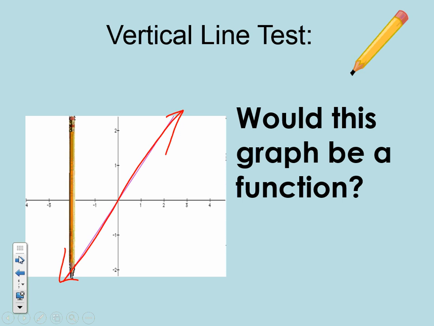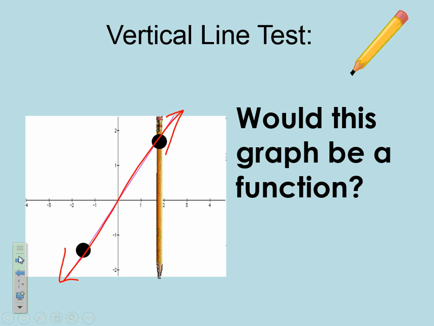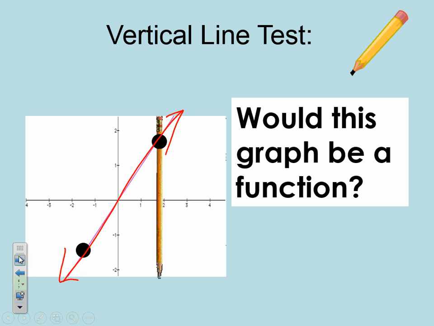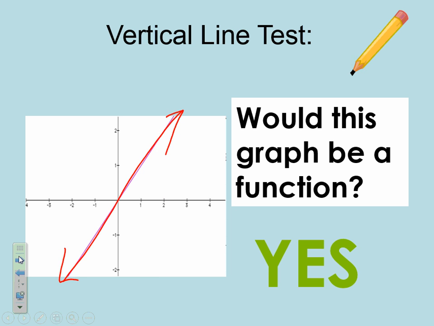If I pass this vertical line across that drawn line, see it hits in one place there, and just one place there, it never hits the pencil in two places at the same time. And because of that, I would say, would it be a function? Yeah, it passes the vertical line test. A vertical line only hits it in one place at a time.